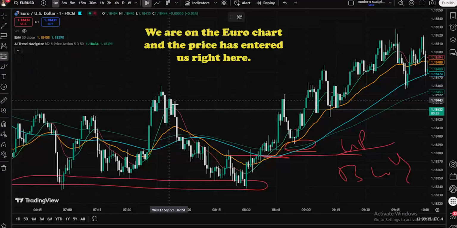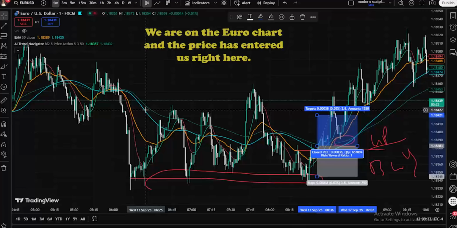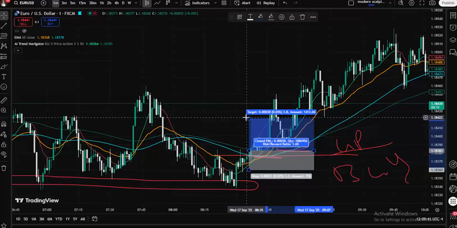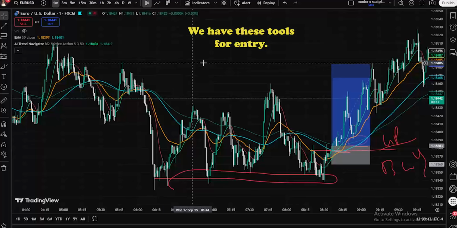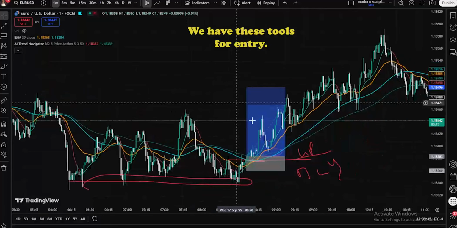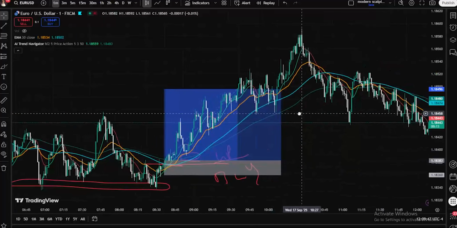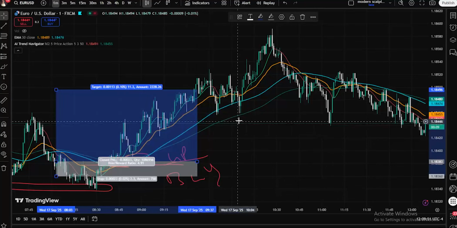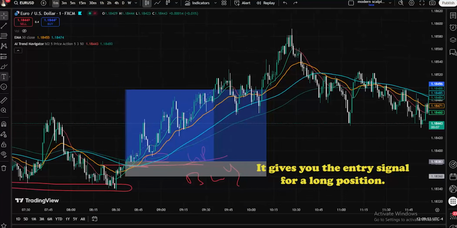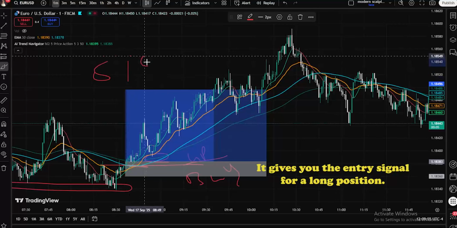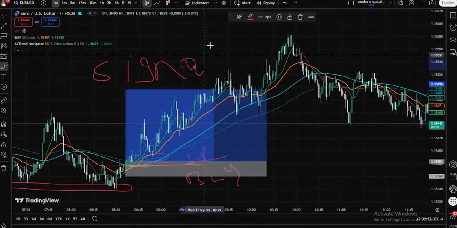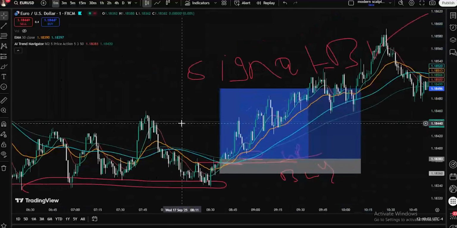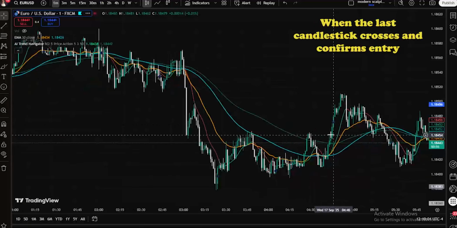Example 1, long position. Let's say the EUR/USD market is ranging, but suddenly the EMA 30 blue crosses the EMA 35 red from below. This is a bullish cross and an initial entry signal. Now you look down at the chart immediately. The AI Trend Navigator shows green, meaning the trend is currently bullish. Signal confirmed.